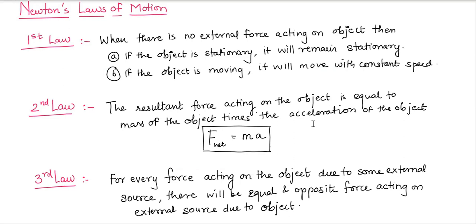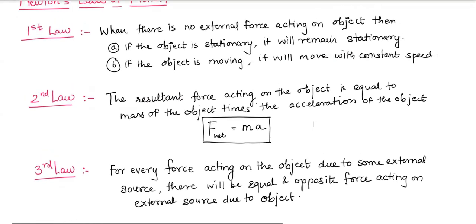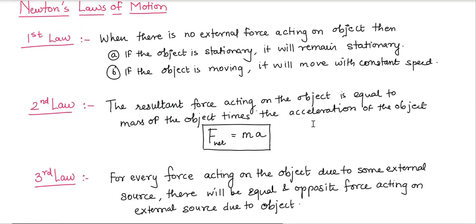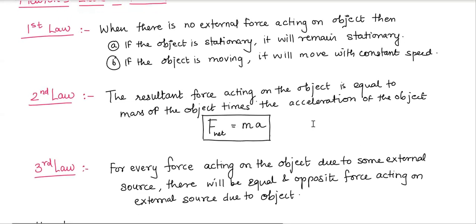The second law says that the resultant force acting on the object is equal to the mass times the acceleration of the object. And the third law says that for every force acting on the object due to some external source, there will be an equal and opposite force acting on the external source due to the object. It means that if Earth is exerting gravitational force on me, I am also exerting an equal and opposite force on the Earth. Now we will learn exactly how to apply Newton's laws of motion in different scenarios.